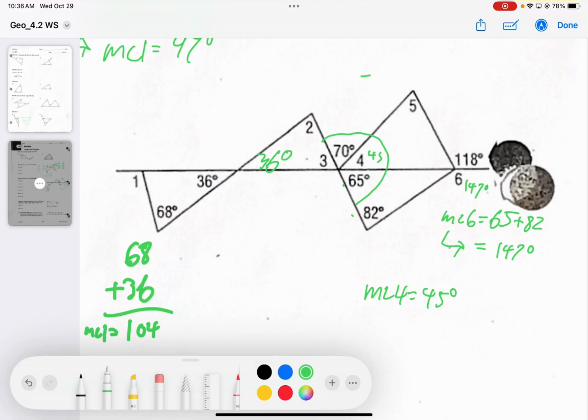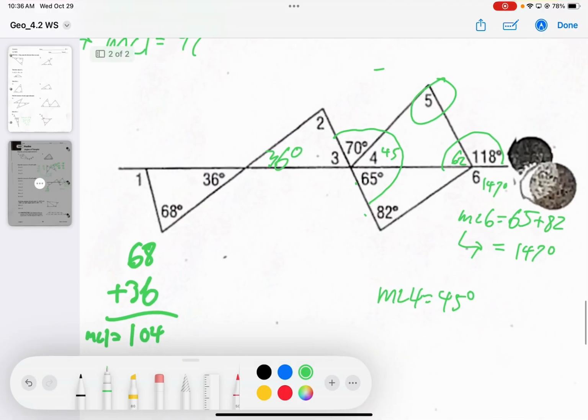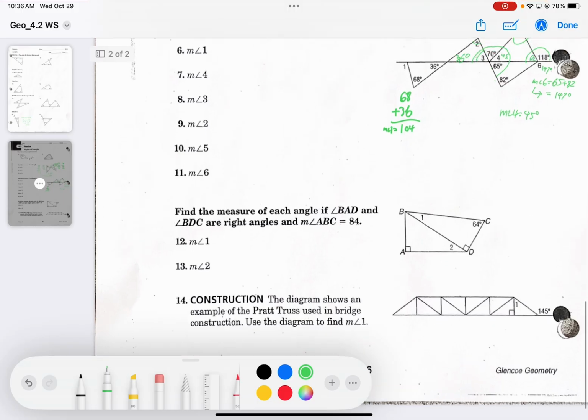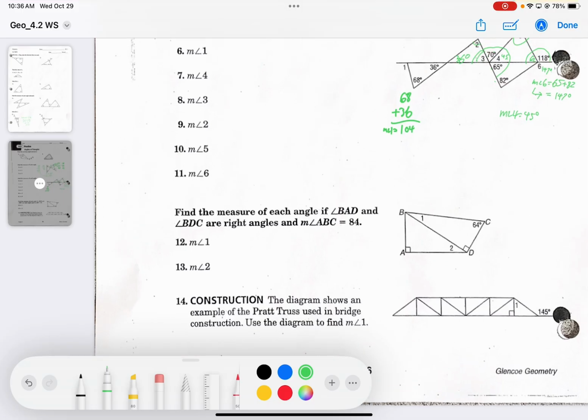All right, so this is 45. So now I know this angle. I can figure out this angle pretty easily, 62. And then I could easily find angle 5 after that, okay? And then once I know this is 45, I can subtract those from 180 to figure out what 3 is, and then I could use that to figure out angle 2, okay? So I'm not going to go through and figure out what all those are, but that's how I would go about doing any one of those problems, okay?